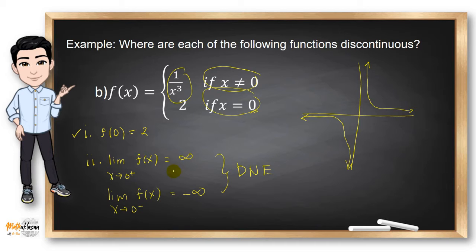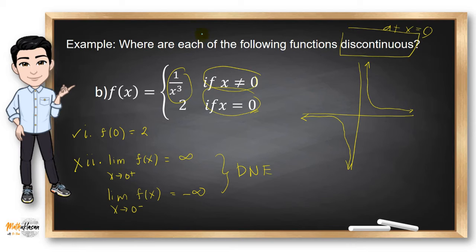So dito, napatunayan natin sa test number 2, nag-fail siya. Bakit? Kasi the limit of f of x as x approaches 0 does not exist. Diba? Para masabi natin continuous ito, dapat nag-exist yung limit ng function nito at pasado sa test 2. So dito, nag-fail siya. So ibig sabihin, this is also discontinuous at x equals 0.